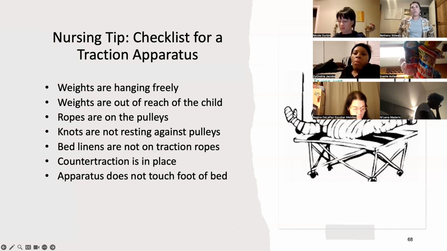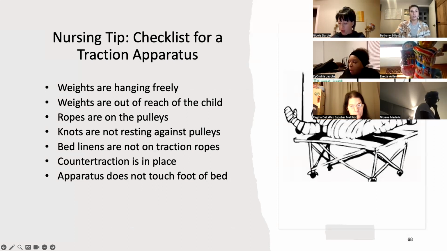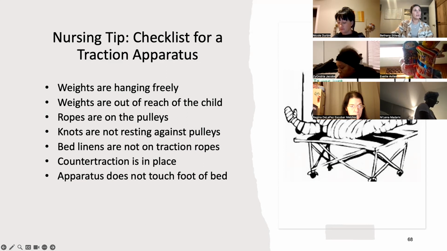When we're looking at our equipment, we need to make sure that our weights are hanging freely and that they're out of the reach of the child. Need to make sure that our ropes stay in our pulleys and that the knots aren't up against the pulley so that they're not able to move around. Want to make sure that our bed linens aren't getting tangled in our traction ropes and that they have appropriate counter traction. And then making sure that we're not having our apparatus up against the foot of the bed.